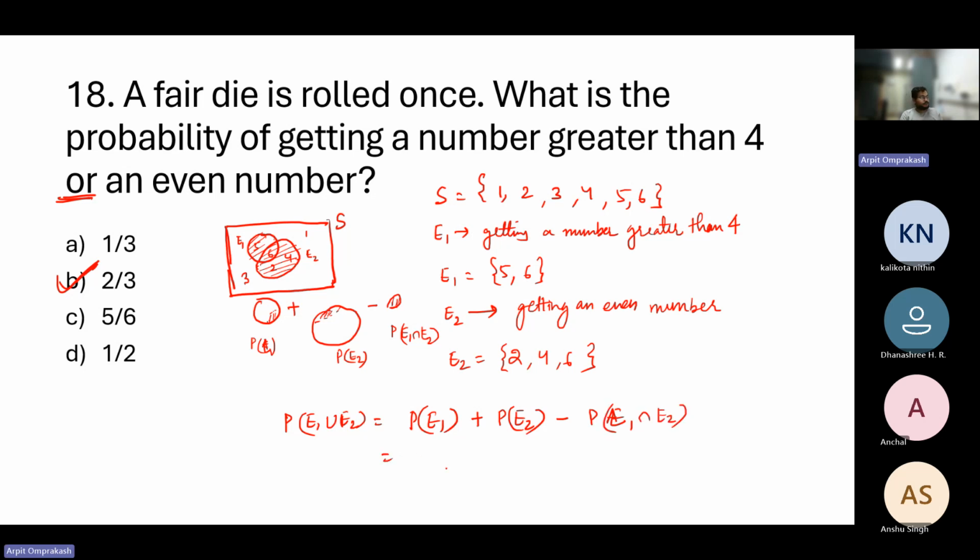So we have probability of E1 is 2 by 6, E2 is 3 by 6, minus E1 intersection E2, which will basically be 1 by 6. So 5 minus 1, 4 by 6, which is 2 by 3. Again, which we just calculated here by counting numbers, right.